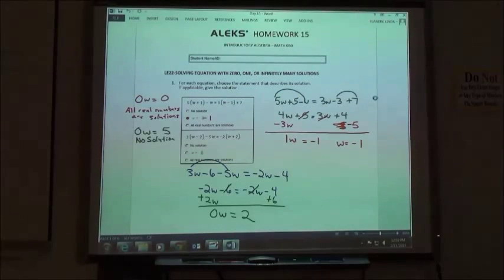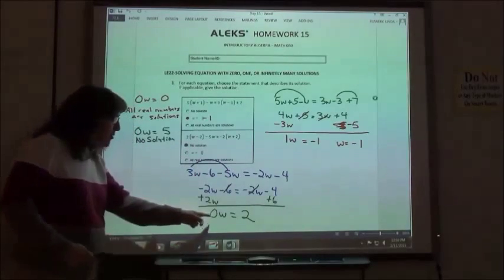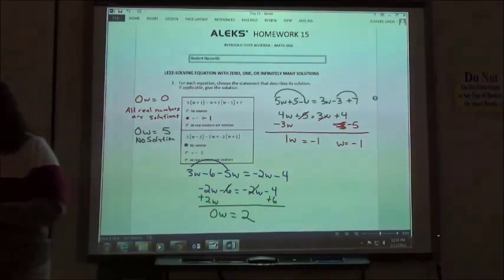Not that it would make a difference on this answer, but if I get 0W equals 2, what choice am I going to have for my solution? You're going to have a no solution. I'm going to have a no solution because I can't take 0 times anything and end up with an answer of 2.